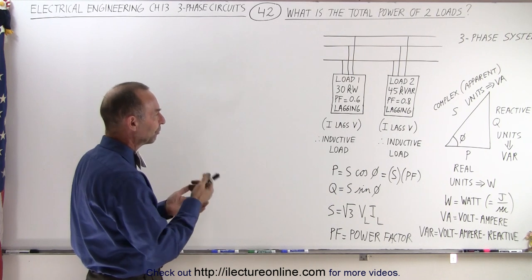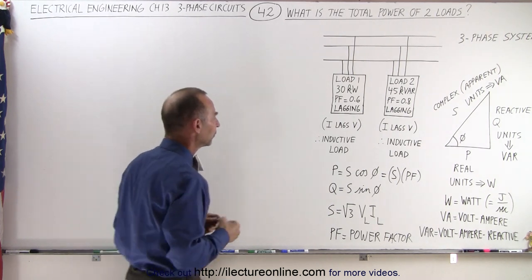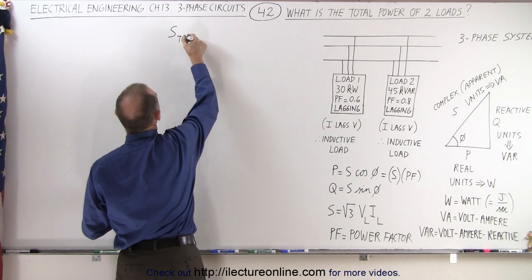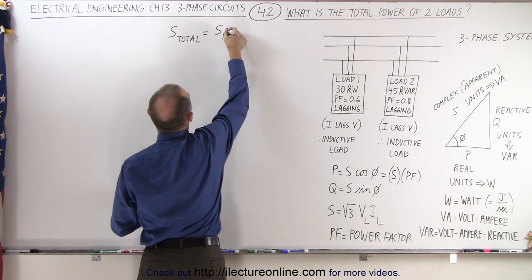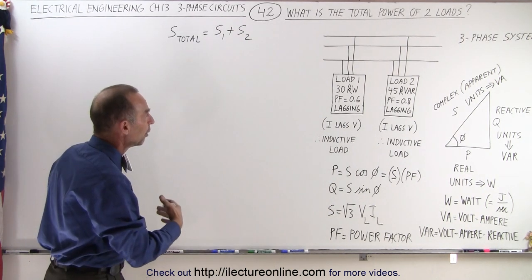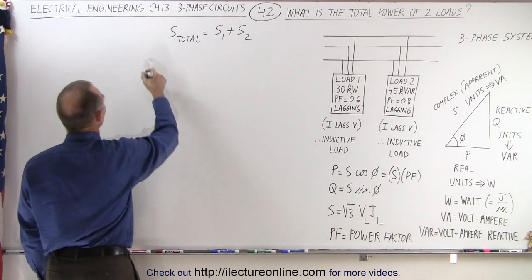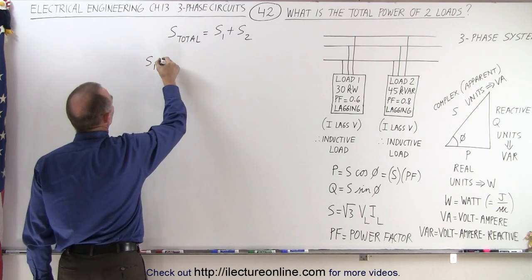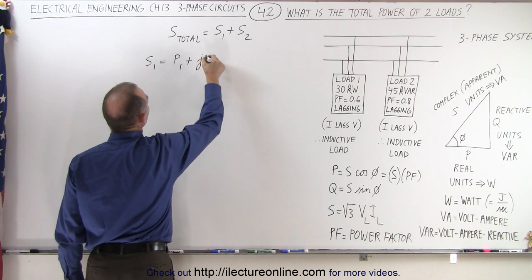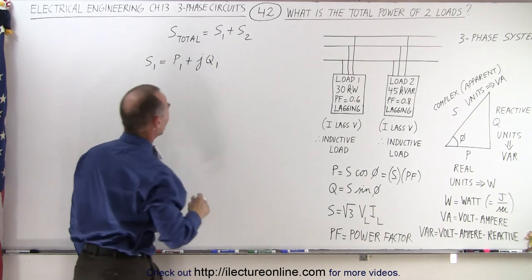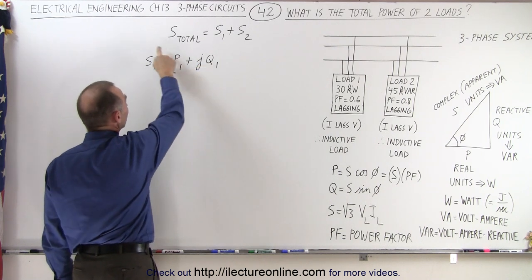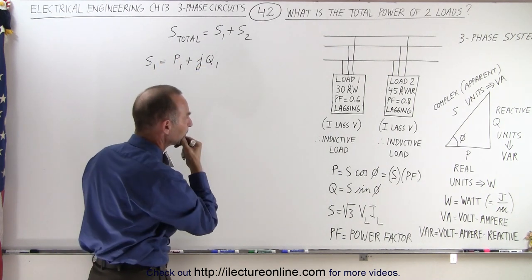So now we're going to try to calculate the total power of the two loads. How do we do that? Well, first, let's calculate the power of the first load. Basically, what we want is S total equal to S1 plus S2. So we need to find the apparent power of each of the loads separately. S1 is going to be defined as P1 plus jQ1. So what that entails is we need to find both the real and the reactive power of our first load.